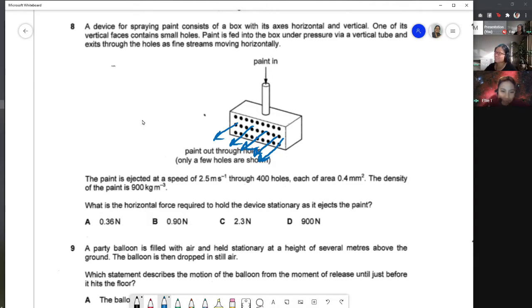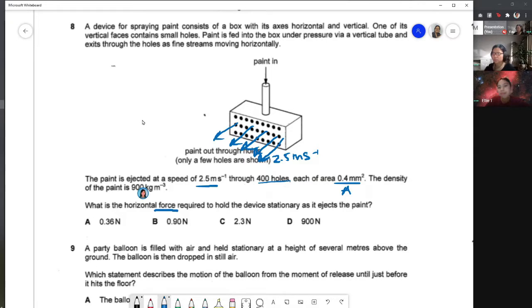Anyway, so the paint comes out at a certain speed, 2.5 meter per second. 400 holes. Wow. With a certain area. Okay, that means it's like a whole bunch of paint coming out. I guess we could calculate something with that. Density of paint. Why do they give density? Got area, got density. What is the horizontal force required to hold the device stationary as it ejects the paint?